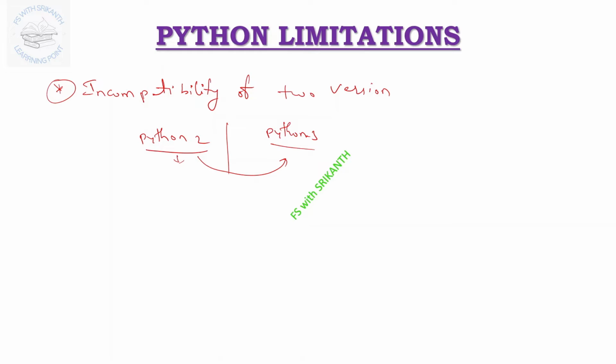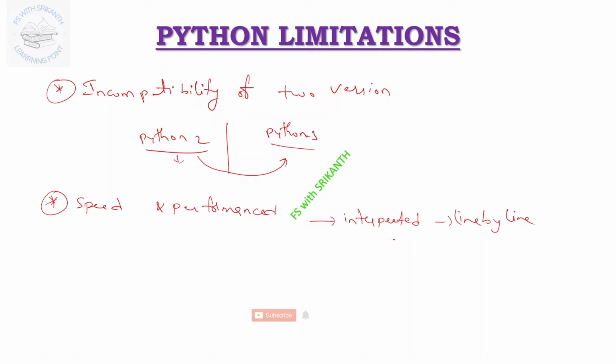So next one, speed and performance is different. When compared with other programming languages, the speed and performance is somewhat different. Python is an interpreted language, which means the code will be executed line by line. So if your program has hundreds and thousands of lines, definitely it will take more time to execute your program.